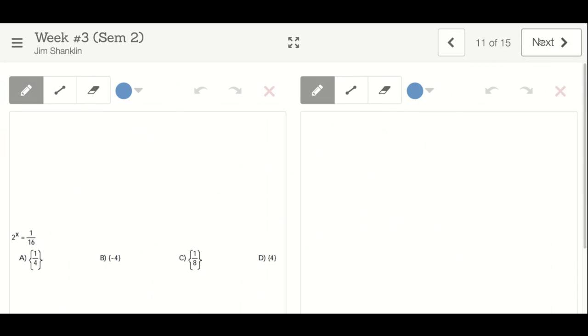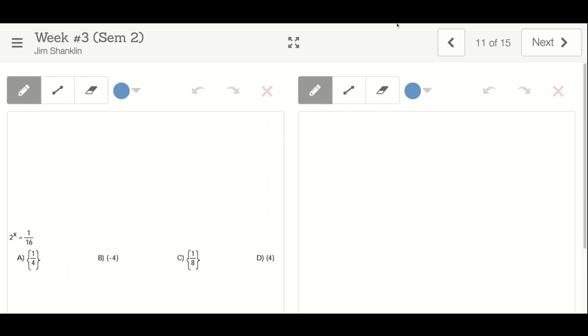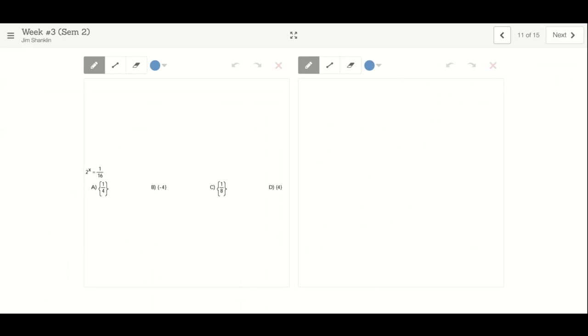All right, next question on the practice. We have 2 to the x is equal to 1 over 16. All right, what's my answer there? I can make my screen smaller now because I had to make it really big so I could read that last answer. Negative 4 for my answer, letter B. And there's not a whole lot of work to do on this one. You can just look at it and say, okay, 2 to the negative 4th power is 1 over 2 to the 4th, which is 1 over 16. So yes, that is correct. I agree with that.